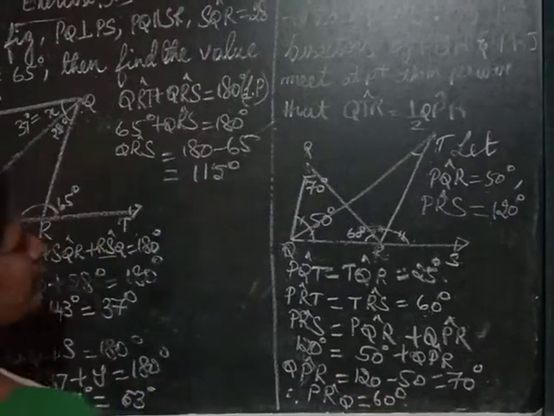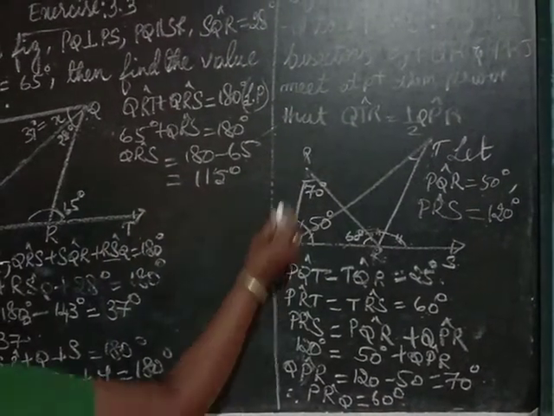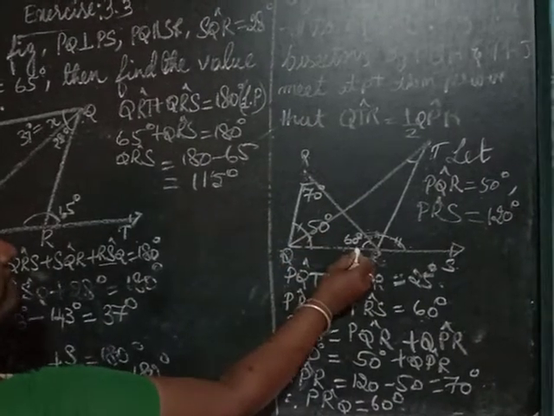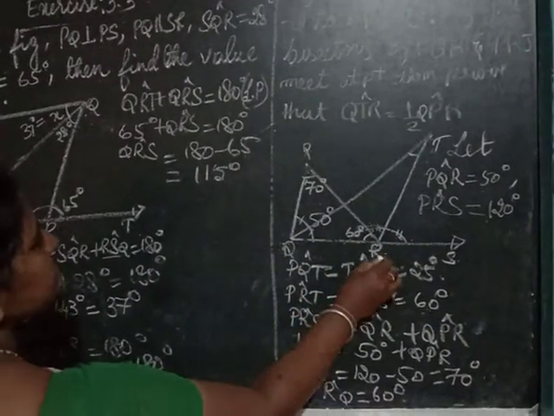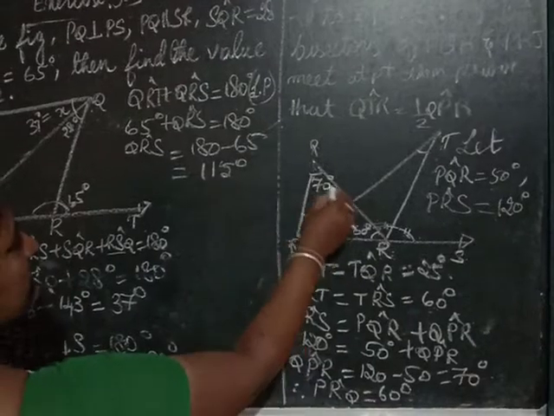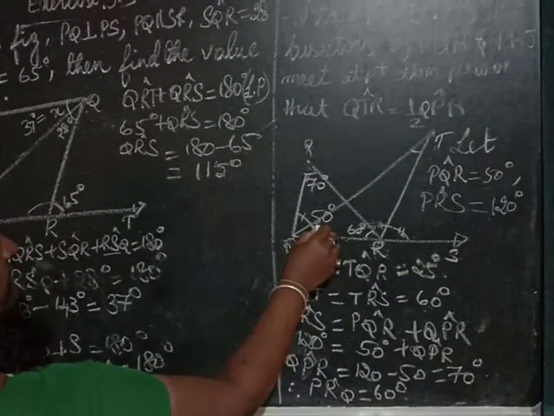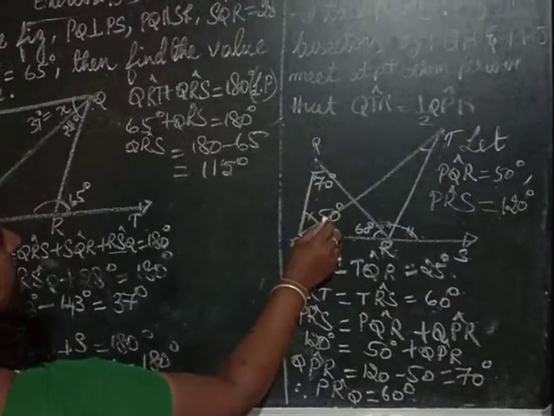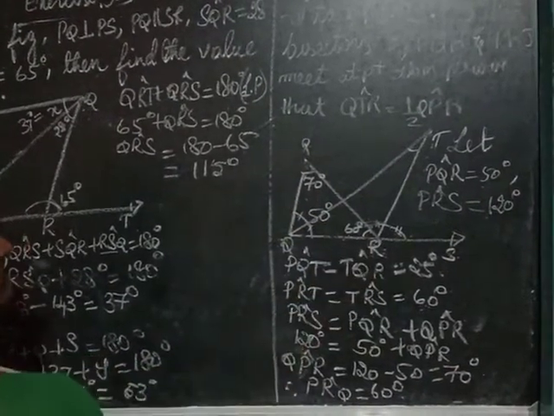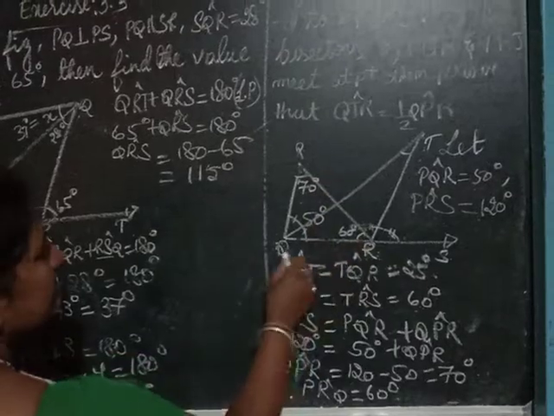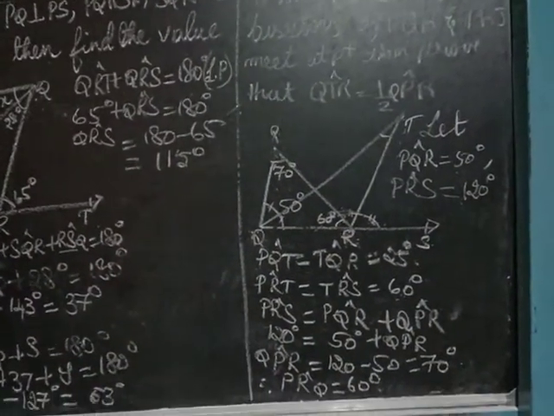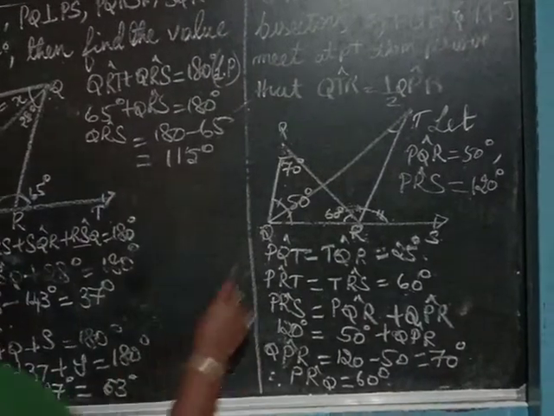Understood, children, how you got? Once again I am repeating. See, angle P is 70 degree, angle Q is 50 degree. Therefore, how to find out this angle R? By angle sum property, the sum of three angles is equal to 180. Therefore, 180 minus 50 plus 70, that is 120. That is nothing but 60 degree. Therefore, PRQ, how much you got here? 60 degree. Okay, children. Now, in triangle TRQ.